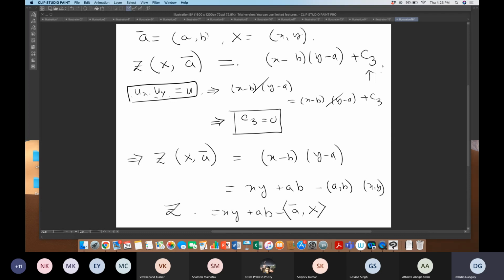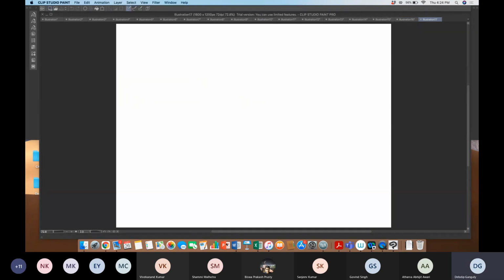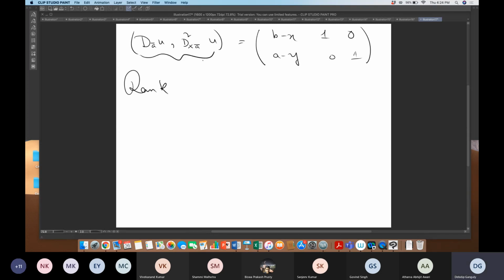So I say that this z of x, a bar satisfies the equation. Now we have to check that it has rank 2, right? What is the matrix of derivatives of z with respect to a bar? This is nothing but the matrix with rows b minus x, 1, 0, and a minus y, 0, 1. What is the rank of this? So the rank of this is equal to 2. Is that clear?